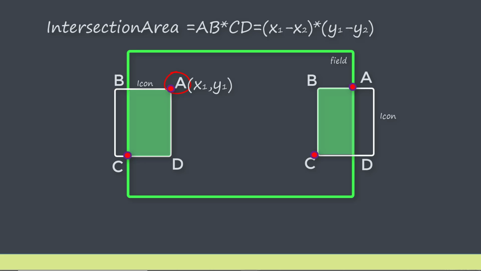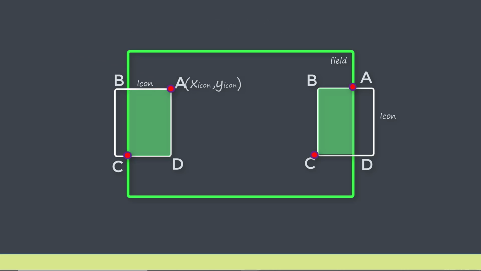Okay, let's have a look at point A and let's start with the x coordinates. If the icon collider enters from the left side, then we can refer to the x coordinate of the upper right vertex of the icon collider. Let's call it xIcon. If an icon collider enters from the right side, we can refer to the x coordinate of the upper right vertex of the field collider. Let's call it xField. The value of the xField will be equal to the x coordinates of point A.